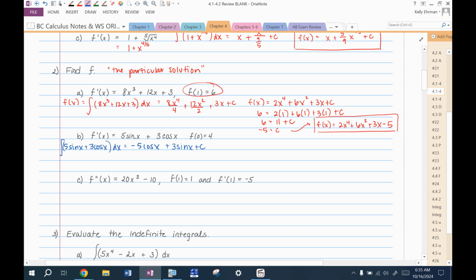So now I can solve for c. So I can say that 4 is equal to negative 5 cosine of 0 plus 3 sine of 0 plus c. I would suggest plugging the angle in before you do the trig so that you don't mix up your numbers. So cosine of 0 is 1. Sine of 0 is 0. So this is going to tell me that c equals 9. And then that means that f of x is equal to negative 5 cosine x plus 3 sine x plus 9.